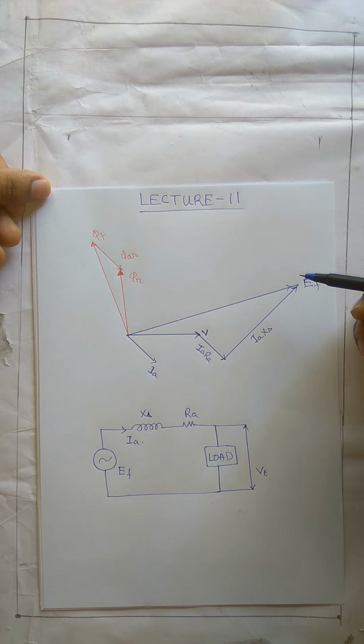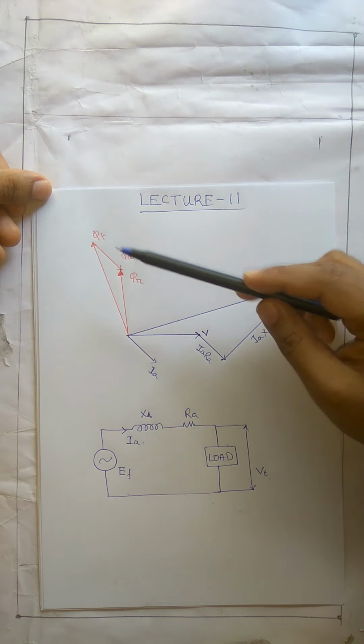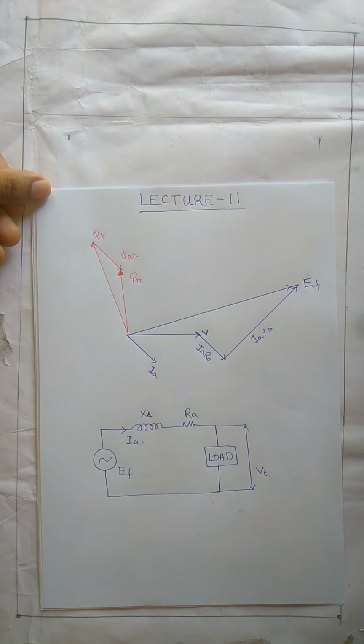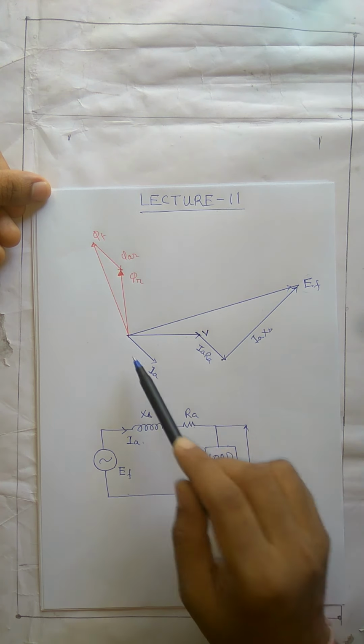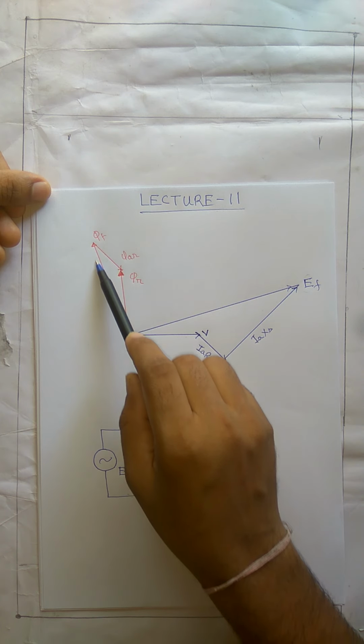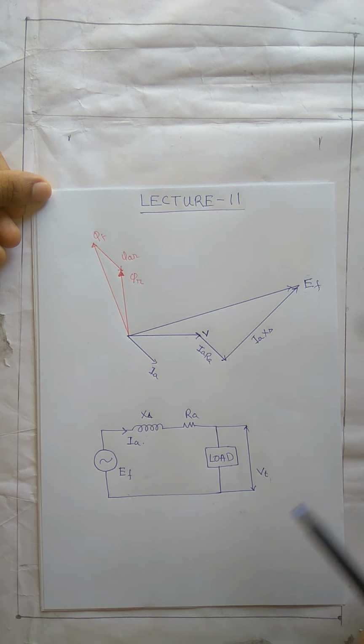Now then we said that in lecture 9 we have seen that the EMF and the flux are perpendicular to each other, that is, the induced EMF lags the flux by 90 degrees. So if this is the voltage induced, then the flux that is causing this voltage is perpendicular to this. So this is the flux, this is the voltage.